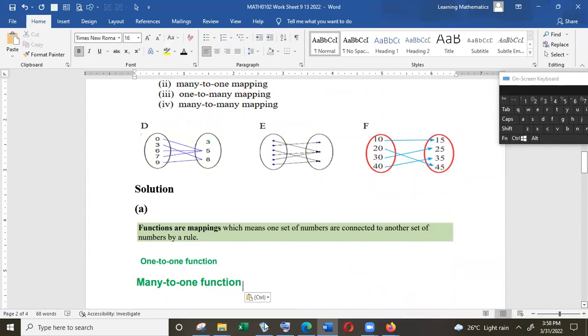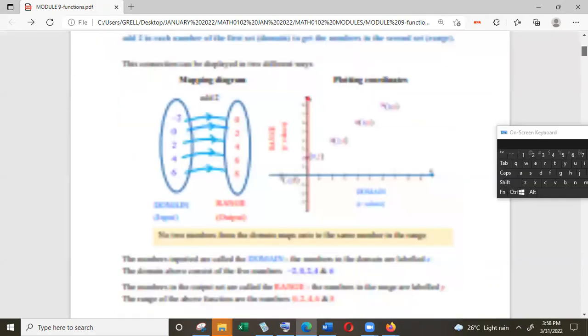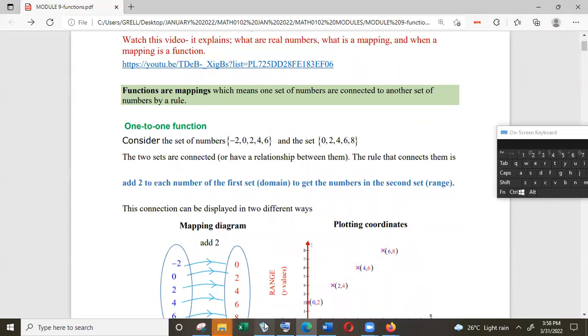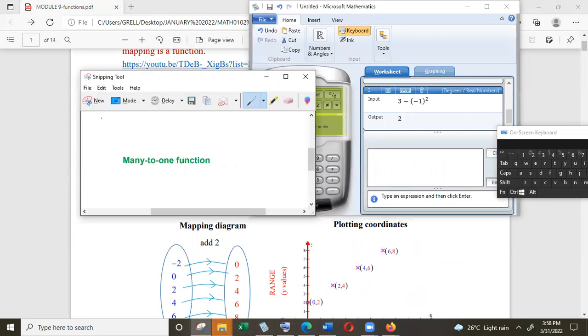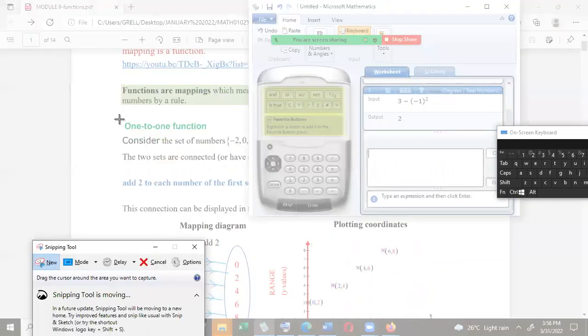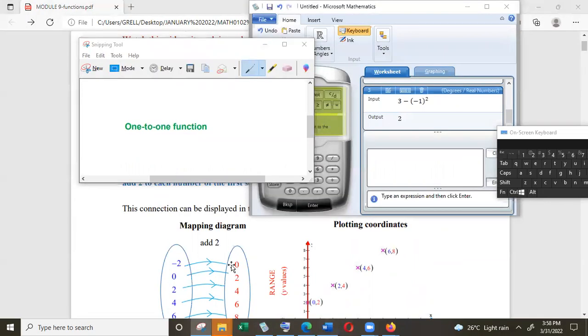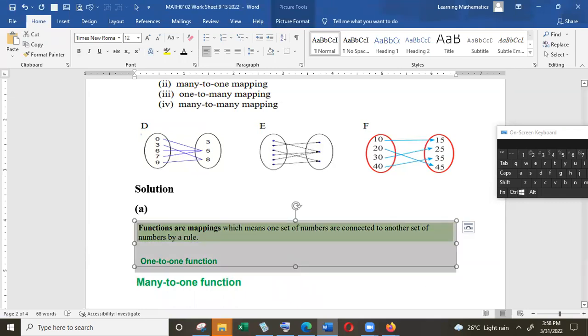So I repeat, all functions are mappings. So they are either one-to-one or many-to-one. Not all mappings are functions. So can somebody please tell me which are the mappings that are not functions based on what we just said there? Anybody would like to share with us which of the mappings are not functions?